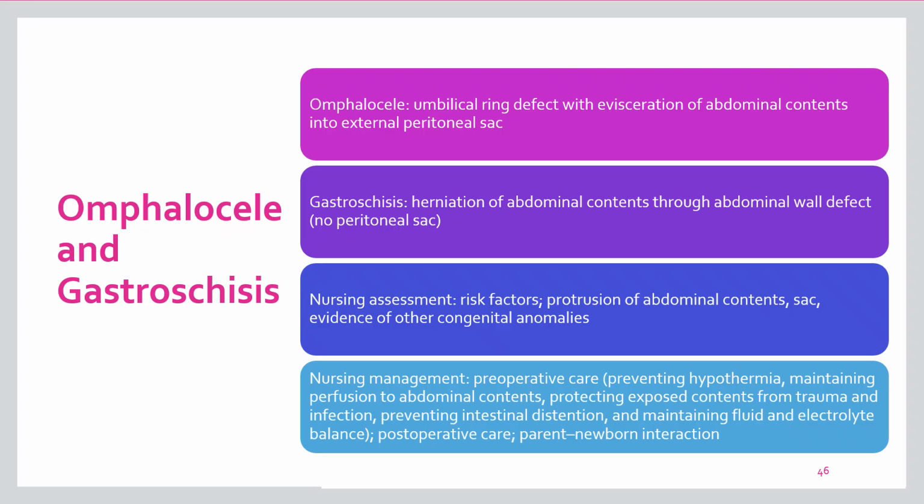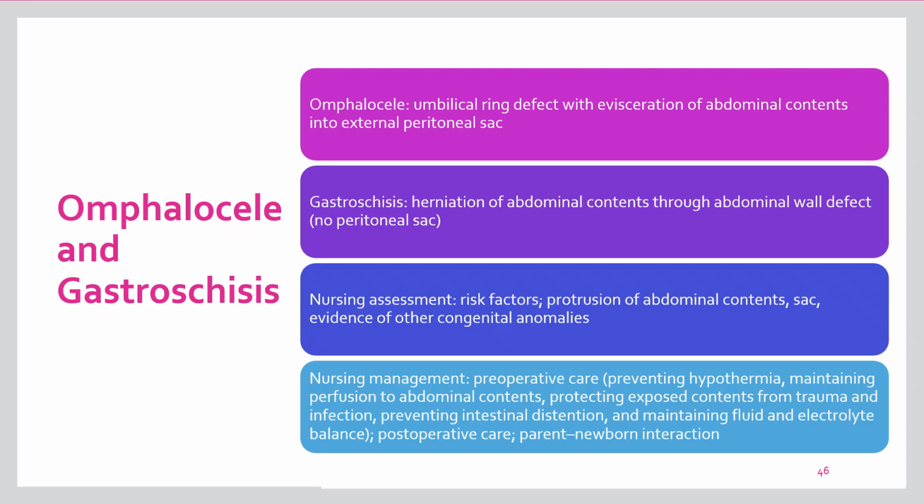So gastroschisis is a herniation of abdominal contents through an abdominal wall defect, with no peritoneal sac. So in this area there is no peritoneal sac. The abdominal contents are herniated through a small wall defect. But in omphalocele there is a peritoneal sac, so all the organs are within the sac. In gastroschisis, there is no peritoneal sac, and for example the intestine is coming out like that.